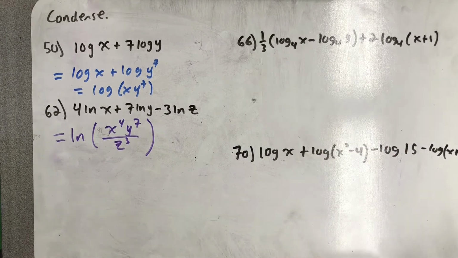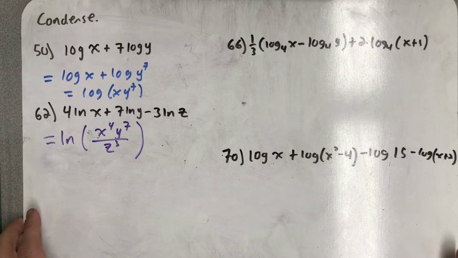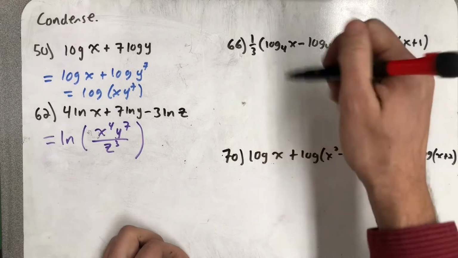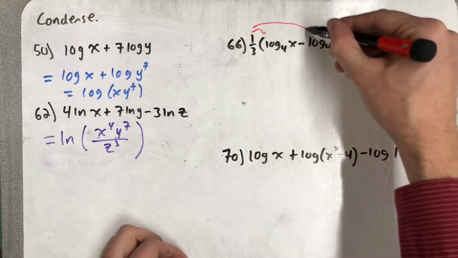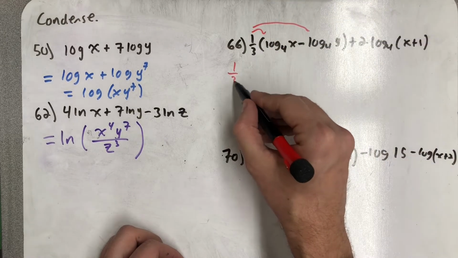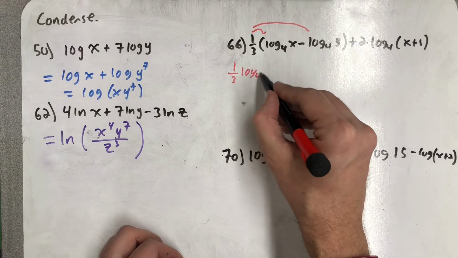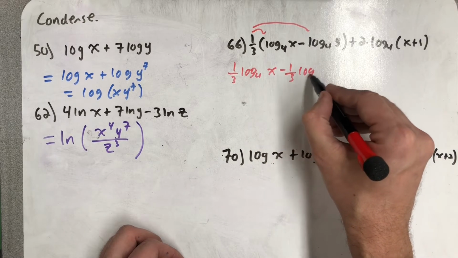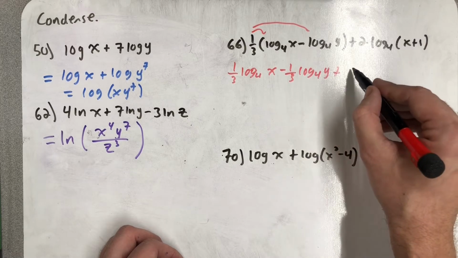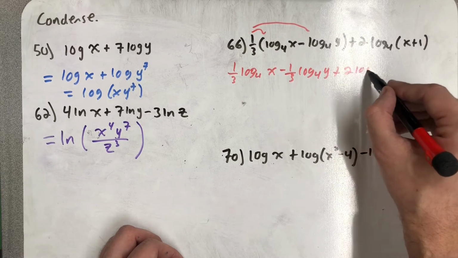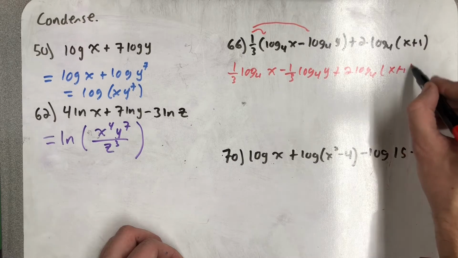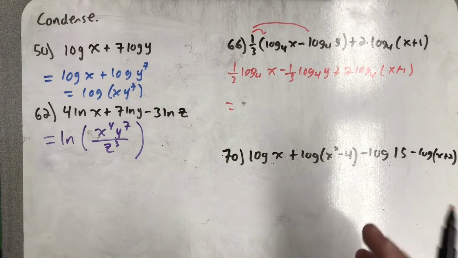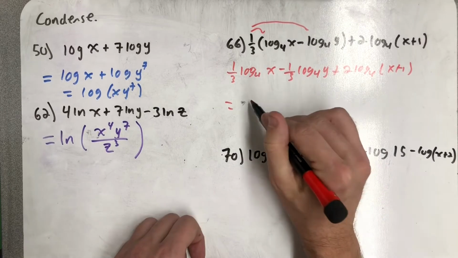In number 66, there are actually a couple different ways we could go about the problem. The way I want to think about doing is I'm actually going to distribute this 1/3 through. And so now I can think of it as a cube root on both of x and y, or a 1/3 power on both of them.